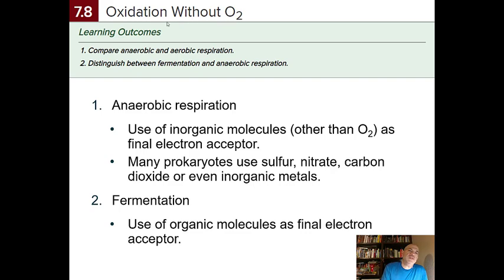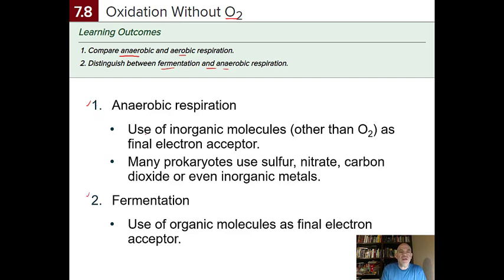So here we're going to talk about oxidation without oxygen. Here we're talking about anaerobic as opposed to aerobic. For your learning outcomes, you should be able to compare anaerobic with aerobic respiration, which we just finished covering, and then distinguish between fermentation and anaerobic respiration, and both are without oxygen. So we look at number 1, anaerobic, and then 2 is fermentation.